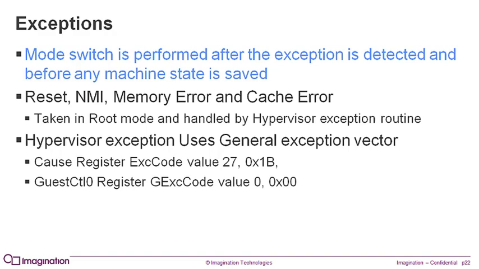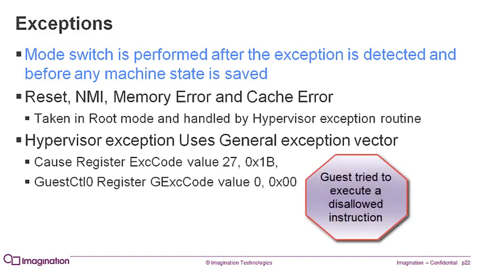A hypervisor exception is caused by the guest executing an instruction where the instruction is either not permitted in guest mode or is not enabled in guest mode. I'll cover these guest privilege sensitive instructions in the next slide.